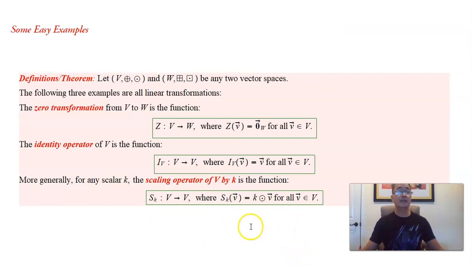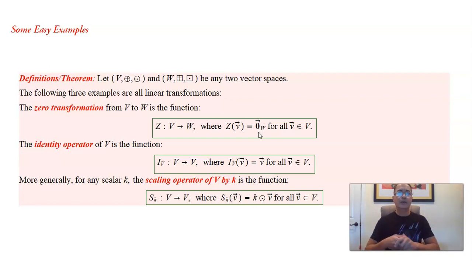All right, so let's start with these 3 very easy examples. And the first one, you might even call it a trivial transformation. So V and W are 2 vector spaces, we have the zero transformation from V to W. Every vector in V simply transforms into the zero vector in W.